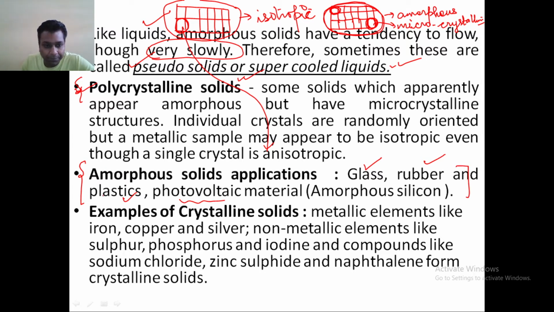Now the examples of crystalline solids are metallic elements. You can have iron, copper, silver. And we do have non-metallic elements as crystalline solids, like sulfur, phosphorus, iodine, and compounds like NaCl, ZnS (zinc sulfide), naphthalene. These are the forms of crystalline solids.